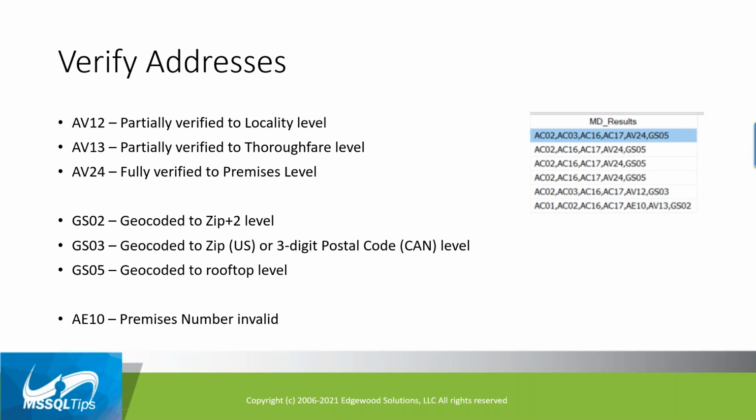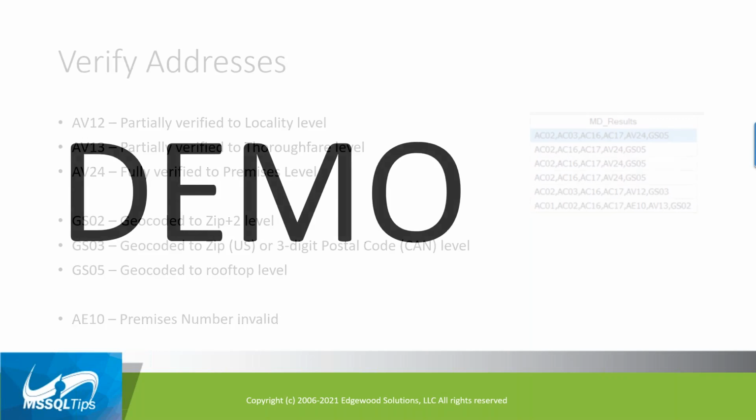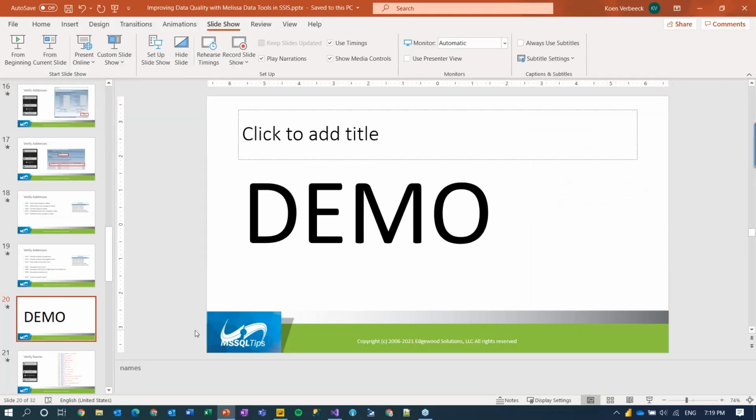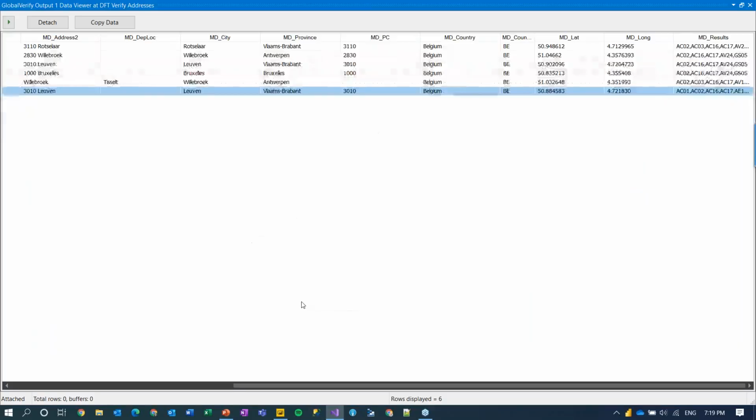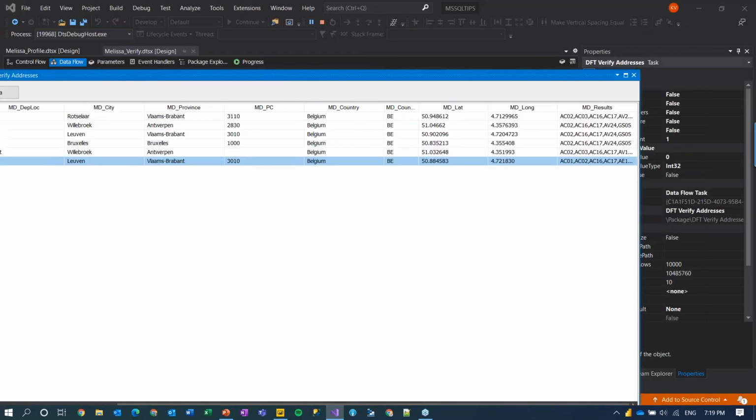And then we get one error code that says, okay, the premises number is invalid. So Melissa Data will indicate, okay, this one doesn't really exist, so I'll just direct it to the street, but I don't know where the actual building is. All right, so this was address data. Let's take a look at the next one.